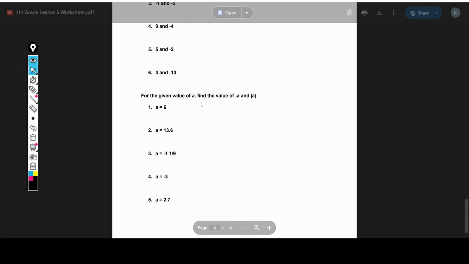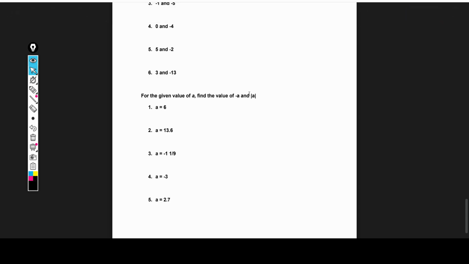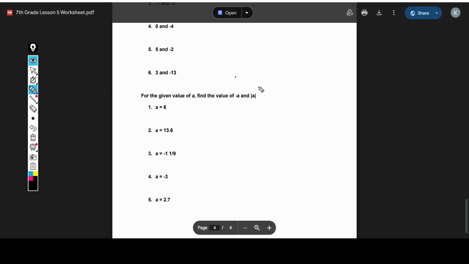And then for a given value of a, find -a and the absolute value of a. So the absolute value of a is the distance from 0 of that number. So if I had a here, the absolute value is this distance, and this distance is also going to be a. But the important thing is, if I have a -a here, then this distance will still be a, because distance is going to be positive. It's always going to be positive.